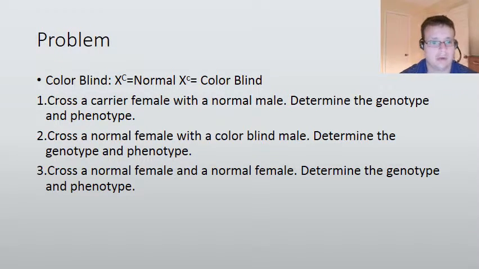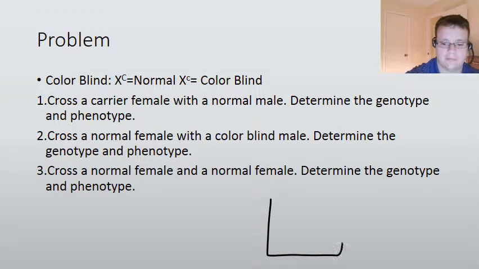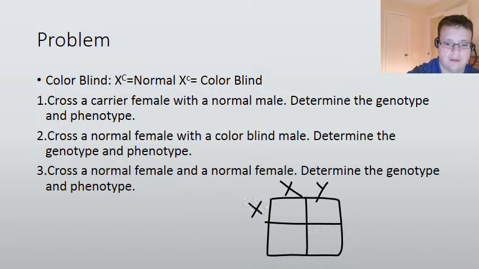Alright, so here we have a problem. We cross a carrier female with a normal male, and determine the genotype and phenotype. So let's just go ahead and set up a Punnett square down here. Remember, the male has an XY chromosome and the female is XX. So we are just going to fill in the corresponding Punnett square. These two would be females, this would be male.